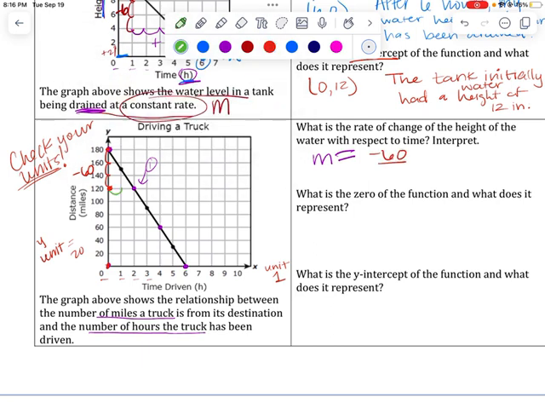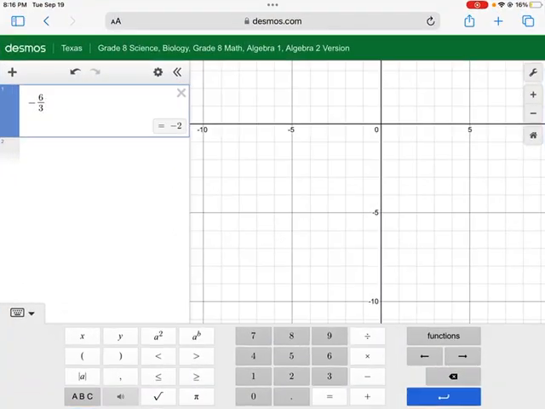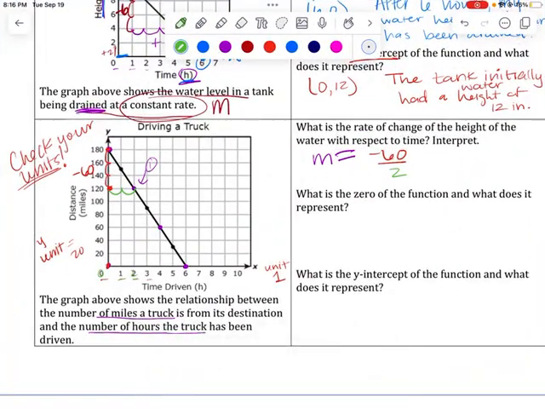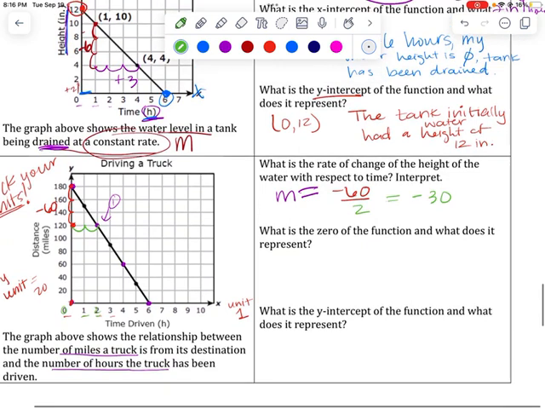1, 2. These ones are going by ones. So 0 to 2, 2. And if I make that a little bit smaller, negative 60 over 2, you can probably do this in your head. If not, plop it in decimals, negative 30 equals negative 30. So my slope is negative 30.